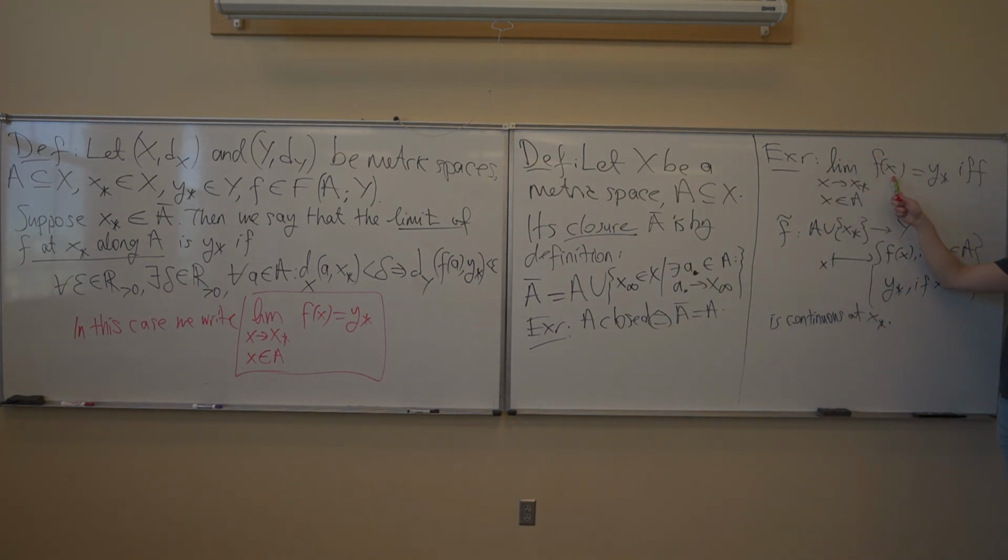Well, the limit of f as x goes to x star along A is y star, that definition, if and only if f has this extension, f tilde. So I don't know if x star is in A, but in any event, I can take this union. Now this is a slightly larger set, quite possibly. And I can look at this function that takes an x and sends it to f of x whenever it is defined. And if it is not defined, in the case x star is not in A, then I'm just going to define this function to have value y star. And I want this to be continuous at x star. So saying that this limit exists like this is the same thing as saying that this extension is continuous at this point.